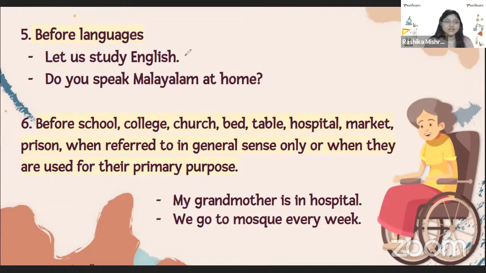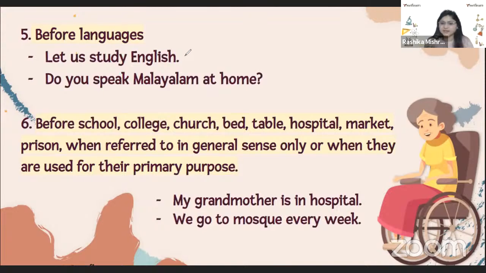Now, the sixth case. Articles will not be used before school, college, church, bed, table, hospital, market, prison when referred to in a general sense only, or when they are used for their primary purpose. We always need to remember its primary purpose. What is the primary function of a school? Exactly, to provide education, right? College, education. Church, to pray. Table, we keep something on the table. Hospital, treatment. Market, to sell or buy, or shopping. Prison, to give punishment. So these are some primary purposes of these things.